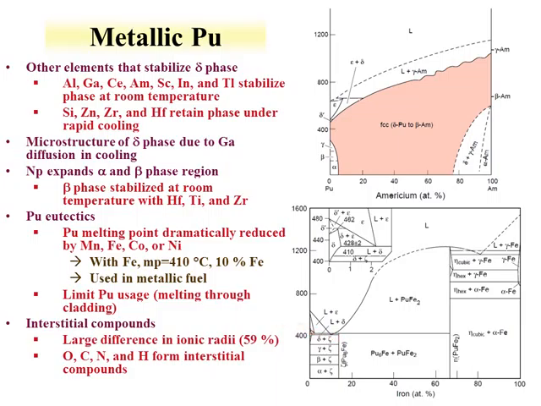There are also interstitial compounds that can be formed in plutonium metal, such as with oxygen, carbon, nitrogen, and hydrogen. They form interstitial atoms within the lattice of plutonium metal.